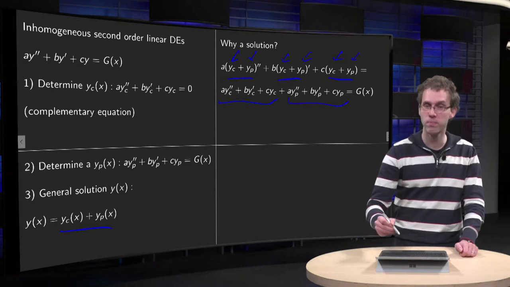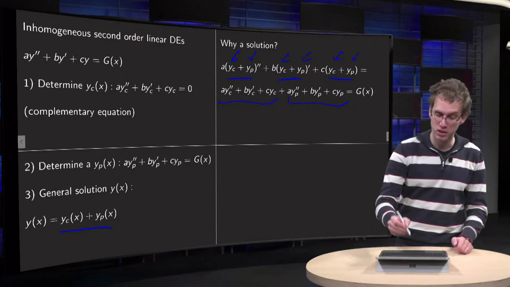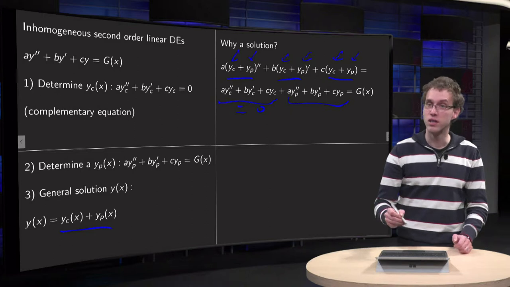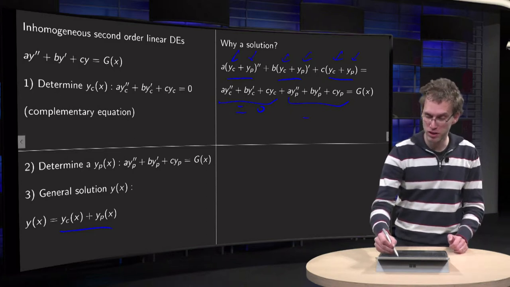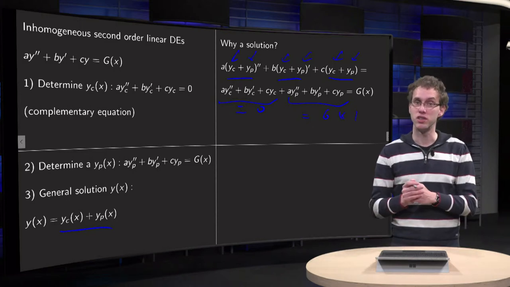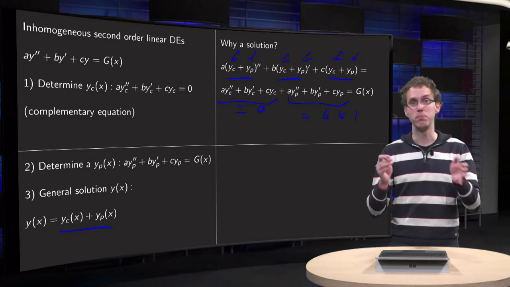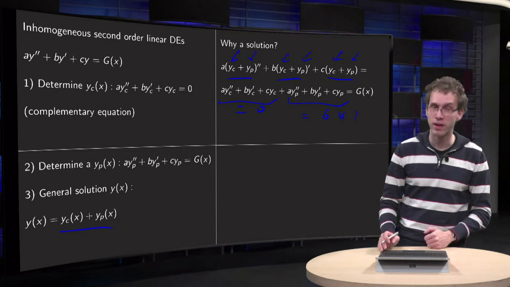That's this part. And now we see that the first part is a solution of the homogeneous equation, so this equals zero. The second part, according to step two, was equal to g of x. So we get zero plus g of x equals g of x. So indeed, yc plus yp is a solution of our full problem.